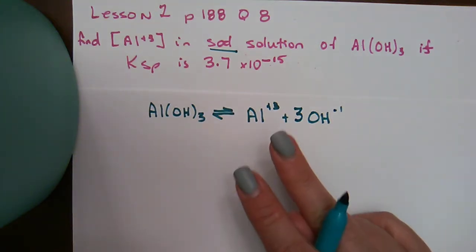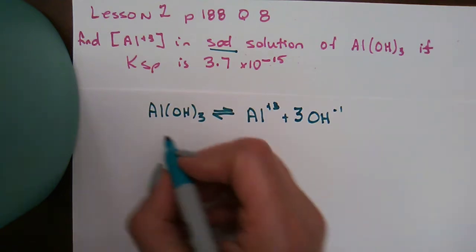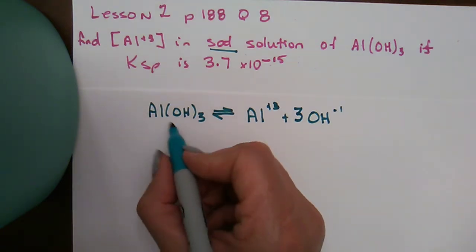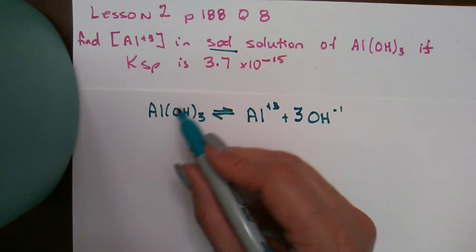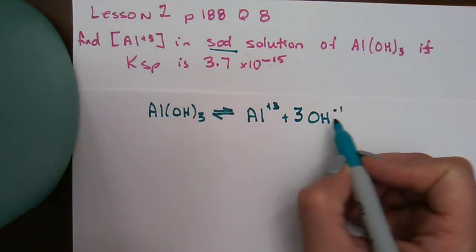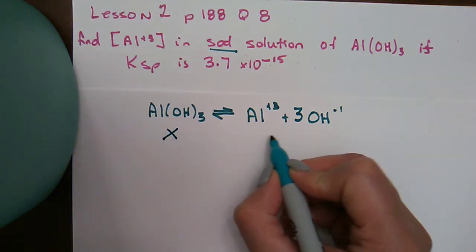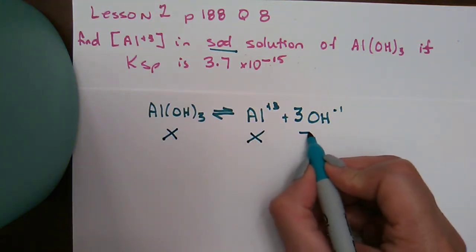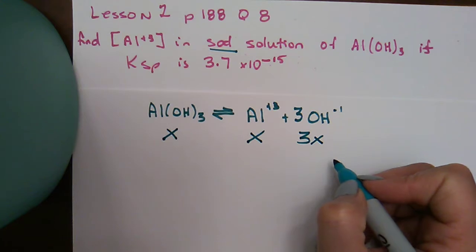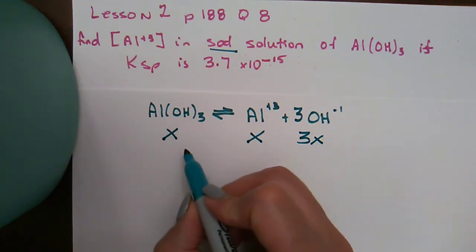Now, the second step of my big 3 steps is a molar ratio. My molar ratio is, for every 1 aluminum hydroxide that dissolves, I get 1 aluminum ion and 3 hydroxide ions. So if X amount dissolves, I will get X amount of aluminum and 3X amount of hydroxide. Again, remember what the X's stand for.